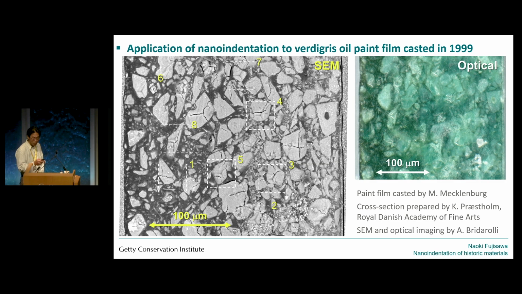And here we are now moving into a more realistic system. What we have is the verdigris oil paint film cast 25 years ago. And this is the optical image of the surface, and this is the scanning electron microscopy.